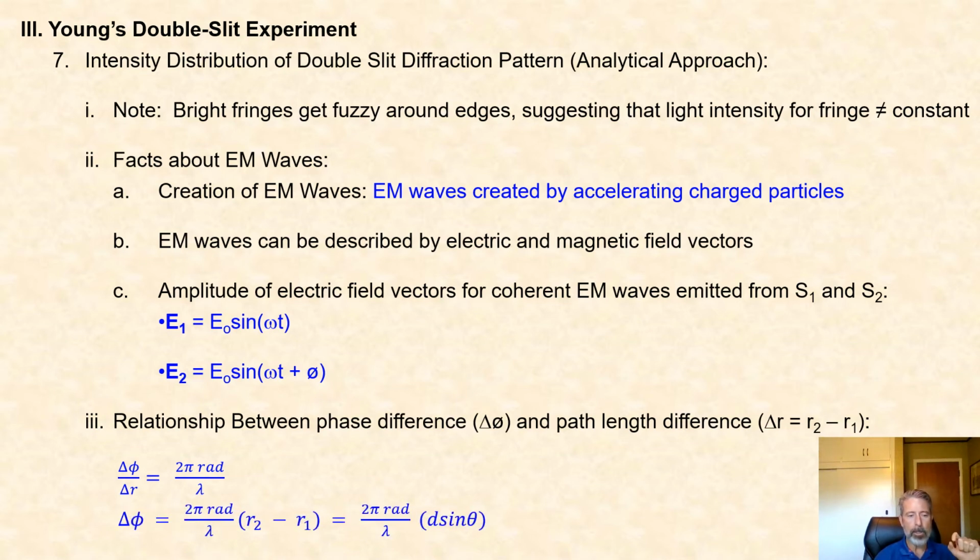So we can solve this for delta phi, and write it like this: delta phi is equal to 2 pi radians over lambda times the path length difference, R2 minus R1. Recall that, specifically for our double slit experiment, the path length difference we showed is equal to d sine theta when we make the approximation that the distance to the viewing screen is much greater than the slit separation, so that the rays coming from the two slits can be considered parallel rays.